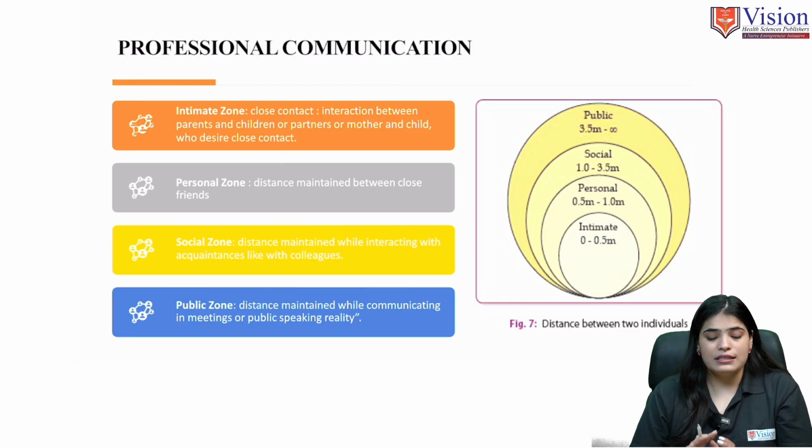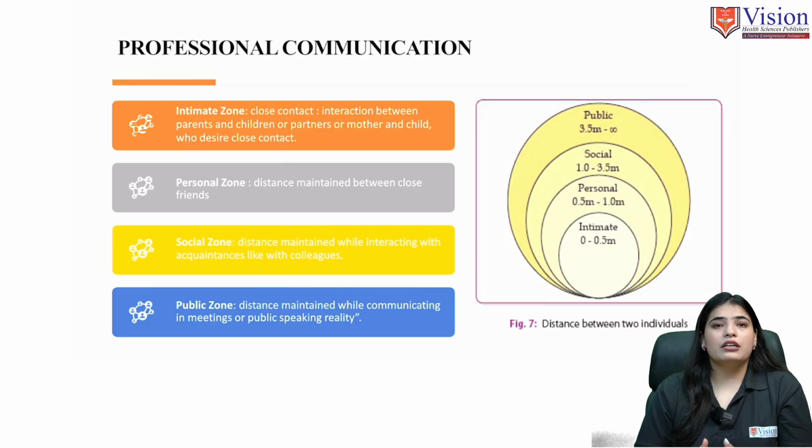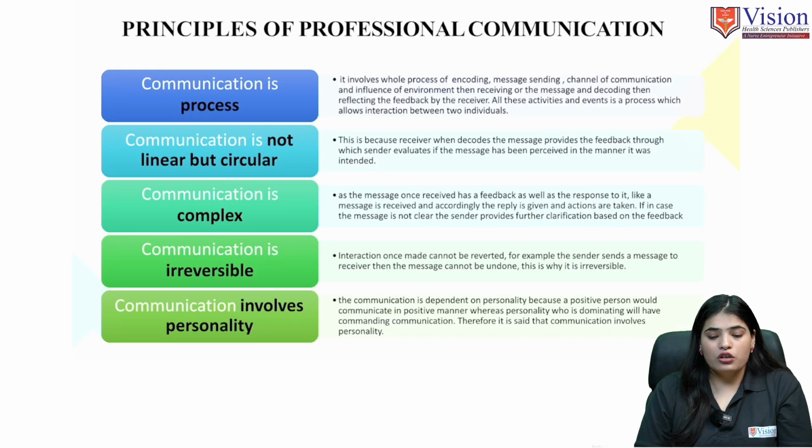Social zone. Distance maintained while interacting with acquaintances, like the distance you maintain while you are talking to your colleagues or some other people you know. Okay. And the public zone. Distance maintained while you are talking in a meeting or at a public place. That is the public zone. So what are the principles of professional communication?